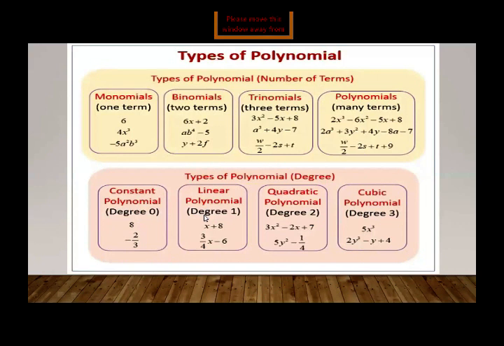Linear polynomial, the polynomial having highest degree 1, like x plus 8 or 3 upon 4x minus 6. Then quadratic polynomial, quadratic means 2, the polynomial in which the highest exponent is 2 or the highest degree is 2, like 3x square minus 2x plus 7, or 5y square minus 1 upon 4. The last one is cubic polynomial, the polynomial in which highest degree is 3, like 5x cube or 2y cube minus y plus 4.